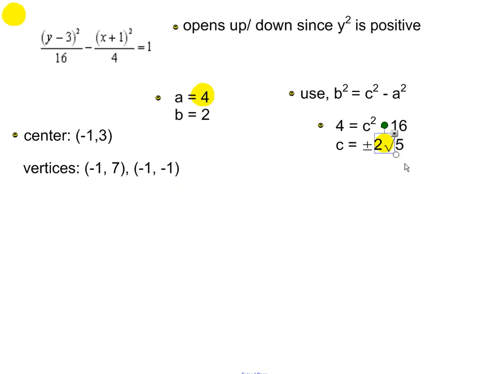Now we do the exact same thing to find the foci. We're going to add and subtract c, whatever c was, to the y value right here, because the foci, the center, and the vertices all lie along the transverse axis. So we add and subtract 2 square root of 5. And there we have the foci.